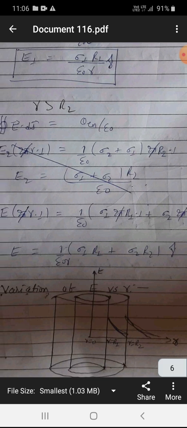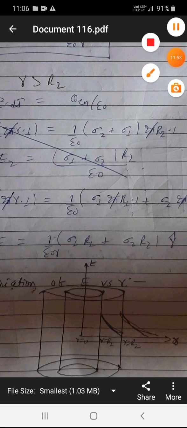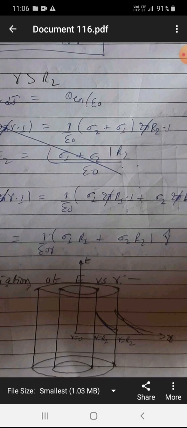Here there is a very important thing: if you look from inside the cylinder at r equal to r1, we get the electric field to be 0, and from outside there is an electric field. That's why at r equal to r1 and at r equal to capital R2, the electric field is discontinuous. So you have to keep this in mind. Okay, thank you.